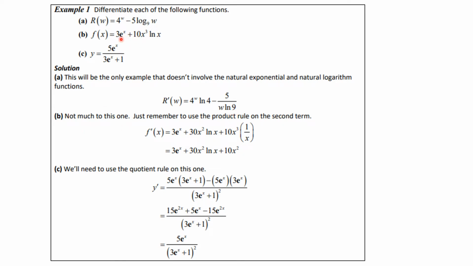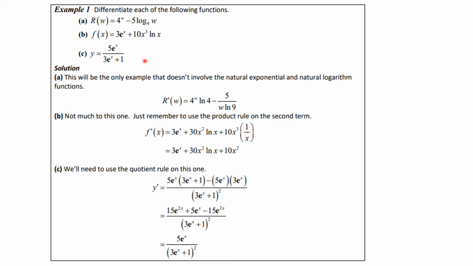On this one, we have two terms. The second one, however, is a product. So when we take the derivative, we're going to get 3e to the x plus, and then we do the product rule. So it's the derivative of the first, 30x squared, times the ln x, plus the first, 10x cubed, times the derivative of the second, which is 1 over x. We simplify that and get this expression.